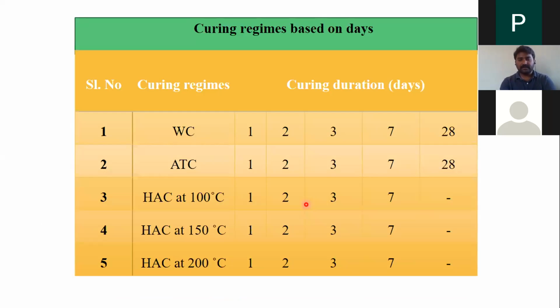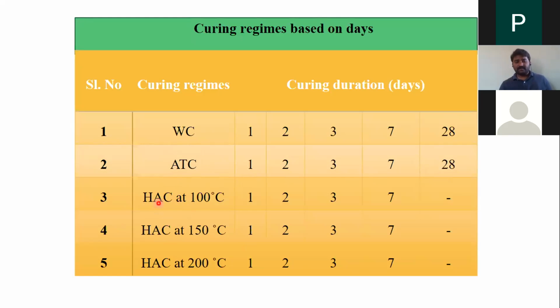So after 12 hours, we'll keep the temperatures, or this is another regime that we have studied. Normal water curing up to 28 days we have studied, 1, 3, 7, 28 days. What will be the strength variation? So this is in humidity chamber at 28 days we have studied.